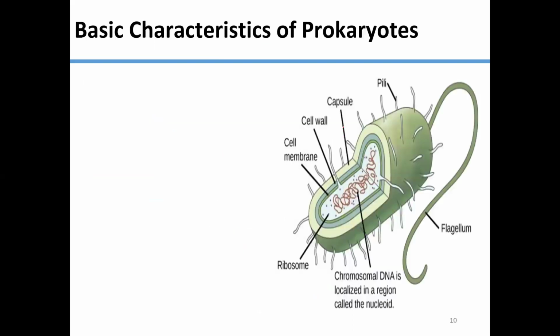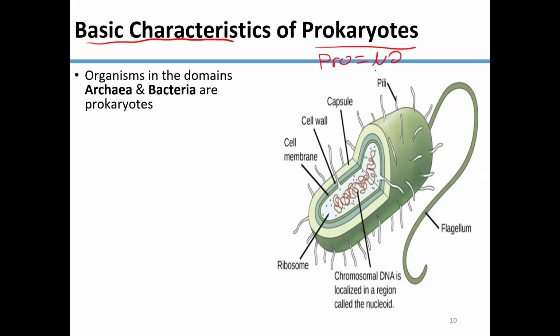So now that we've seen the commonalities between the two, what we're going to do now is look at the basic characteristics of our prokaryotes. Again, remember, pro equals no. So in this case, they do not have a nucleus. So looking at this over here, organisms in the domain Archaea and Bacteria are going to be prokaryotes. So in this case, again, they do not have a nucleus.